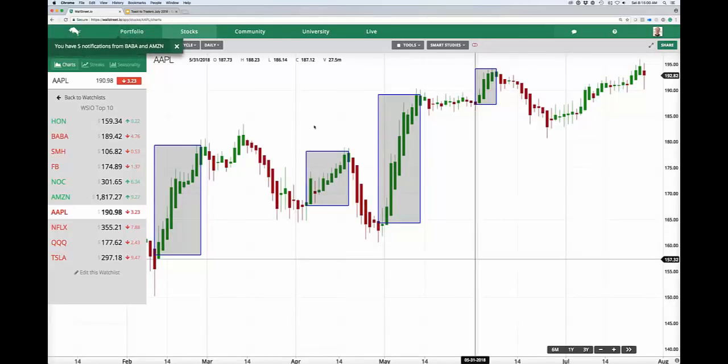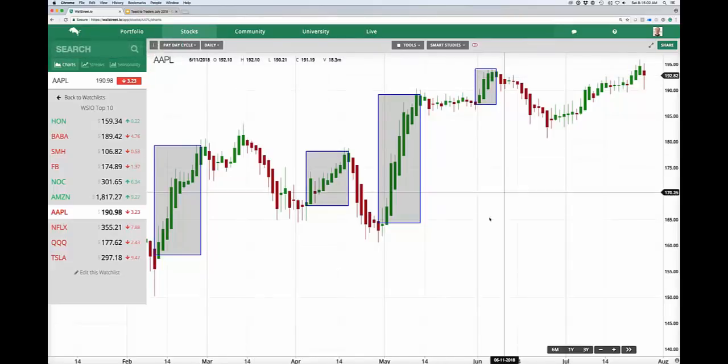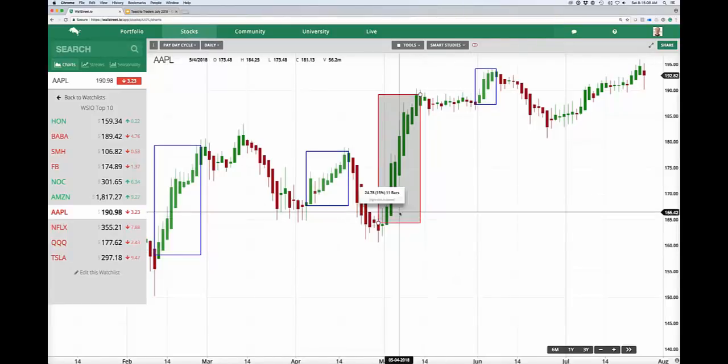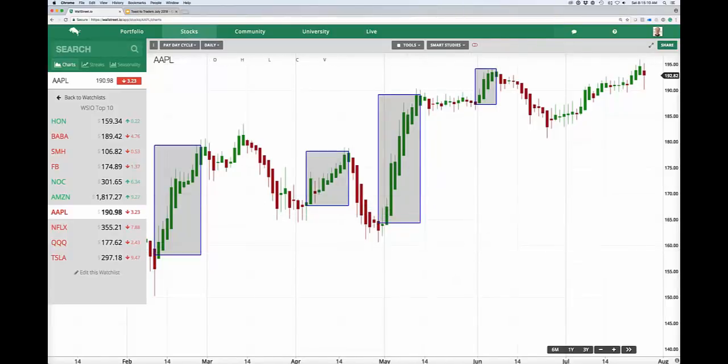It's very rare for Apple to go over 10 days. Occasionally, once or twice a year, you get a 10 to 12 day cycle. But for the most part, these payday cycles are going to last 4 to 8 days. And I like to use the Heikin-Ashi chart to kind of visually see it.